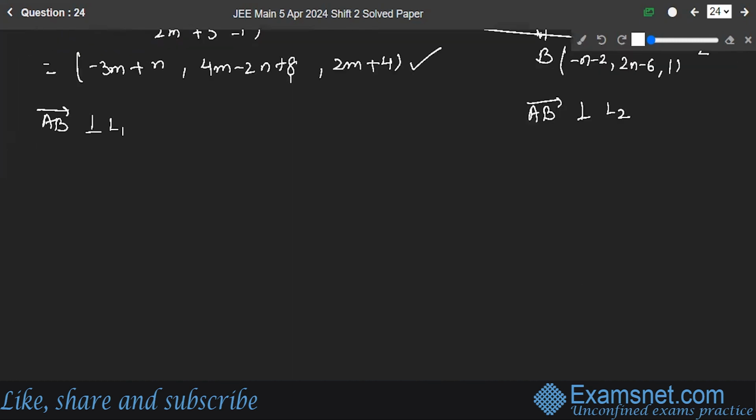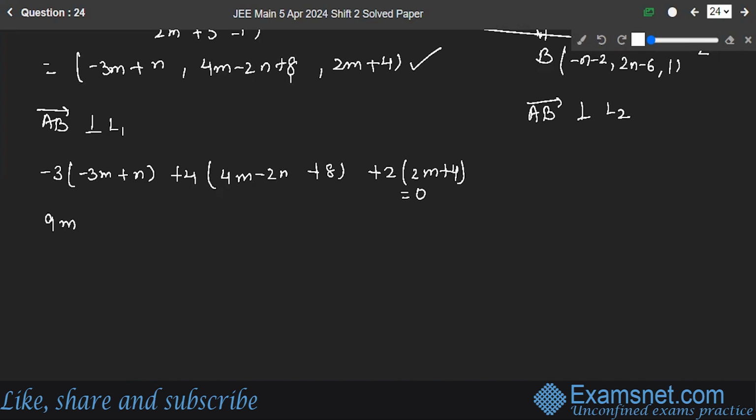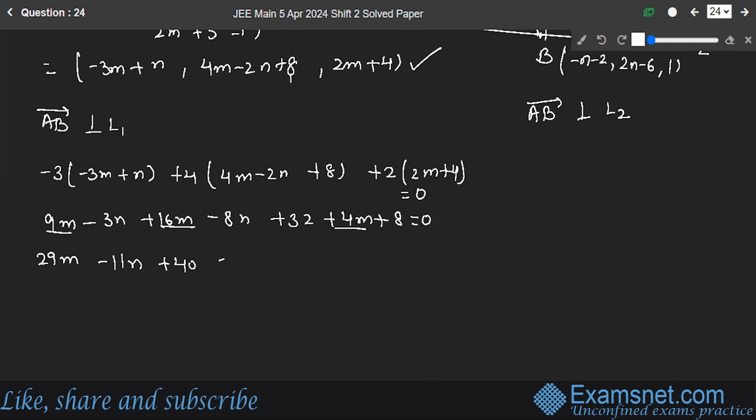So that means (minus 3M plus N, 4M minus 2N plus 8, 2M plus 4) dot (minus 3, 4, 2) is equal to 0. Okay, so this will give me 9M minus 3N, 16M minus 8N plus 32, 4M plus 8 is equal to 0. Combining these three, I have 29M minus 11N plus 40 is equal to 0.